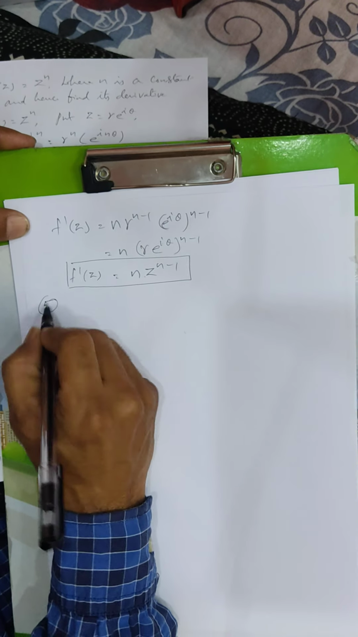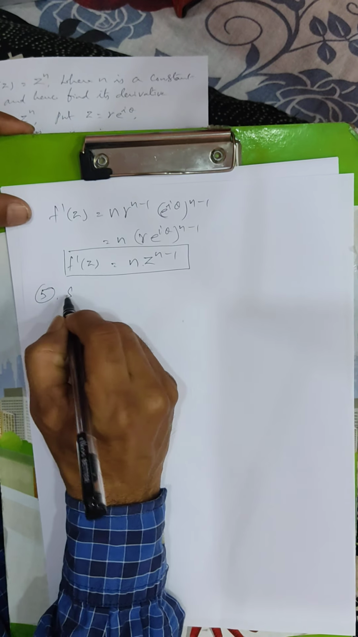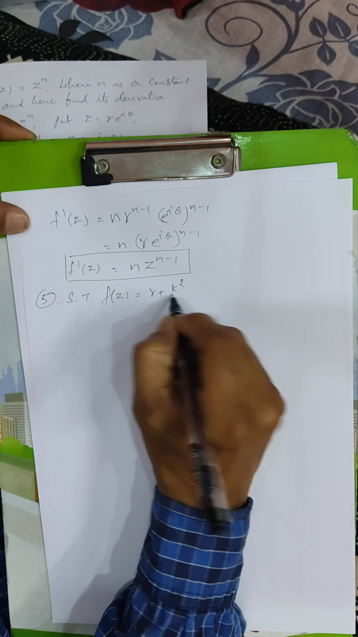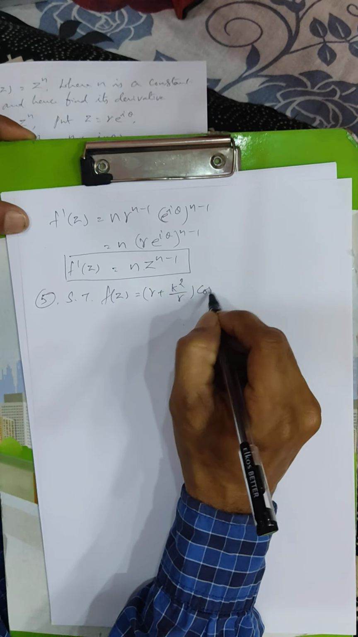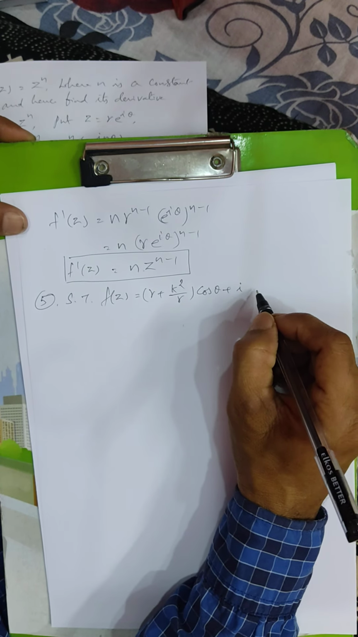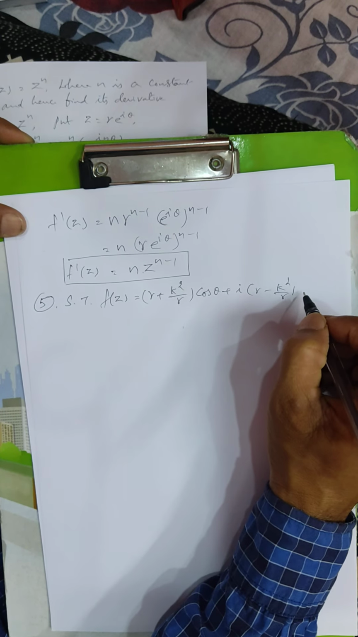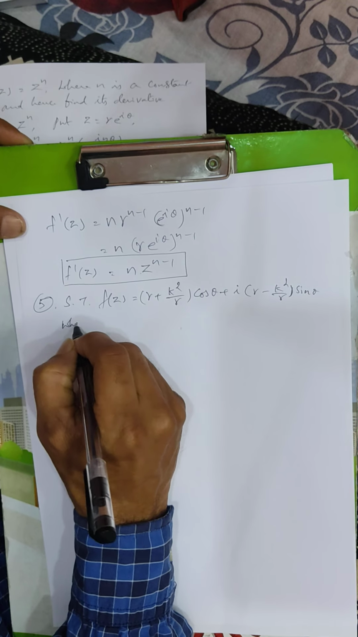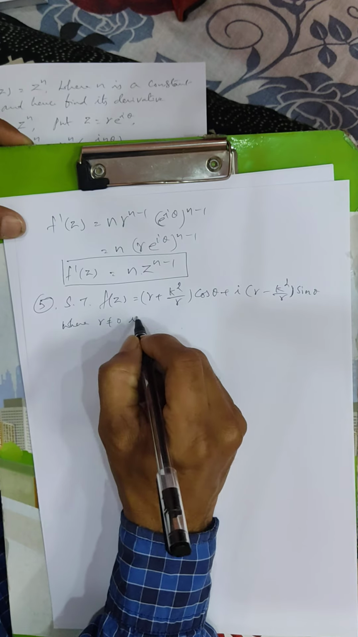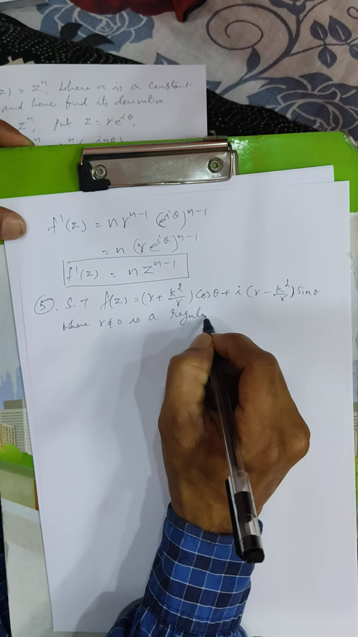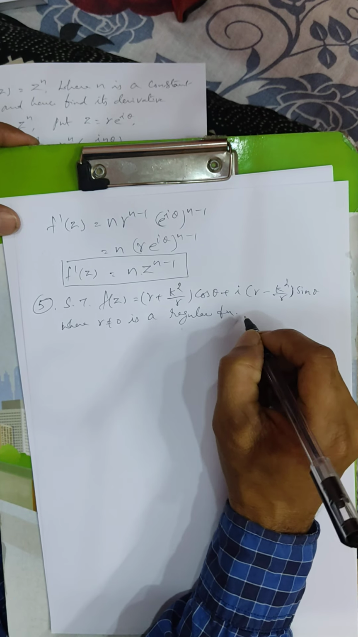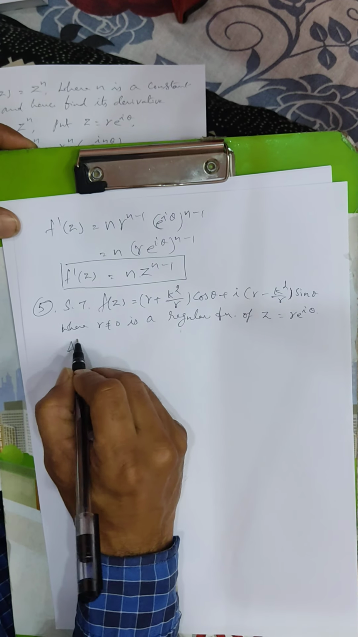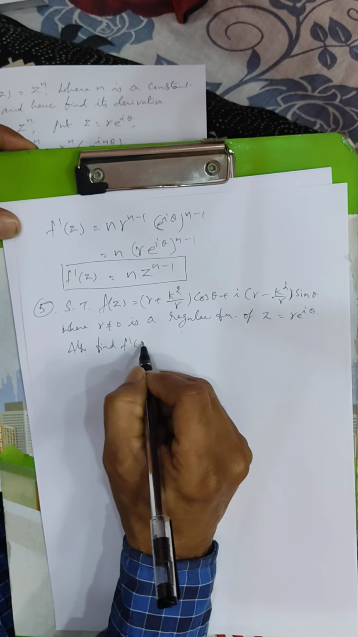Next, fifth problem. Show that f of z is equal to r plus k square by r into cos theta plus i into r minus k square by r into sin theta, where r is not equal to 0, is a regular function of z is equal to r e power i theta. Also find f dash of z.